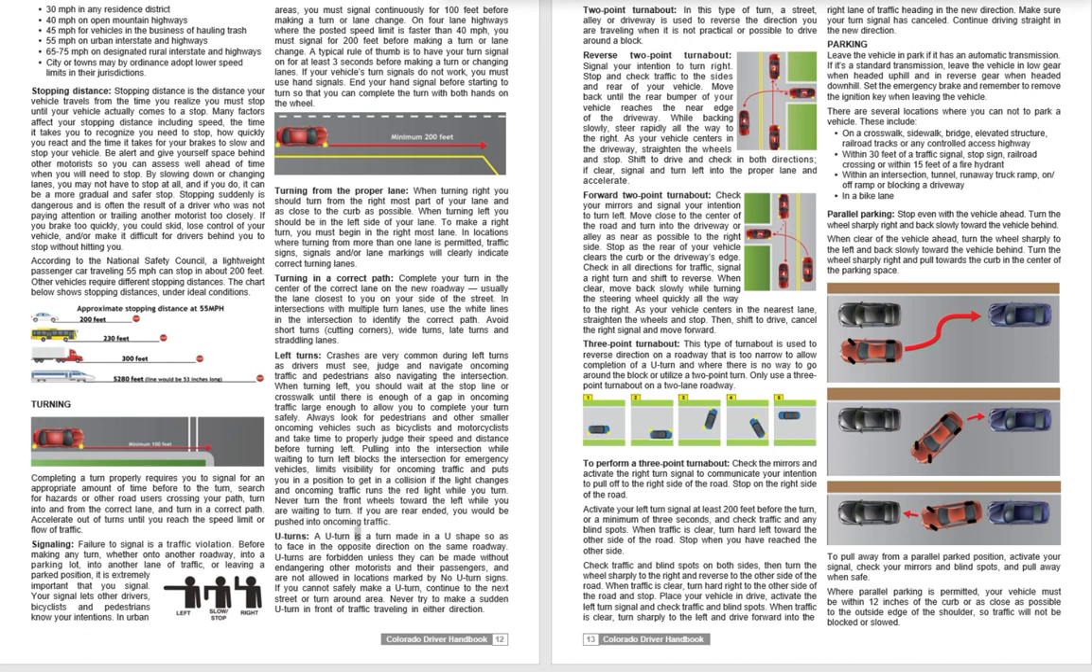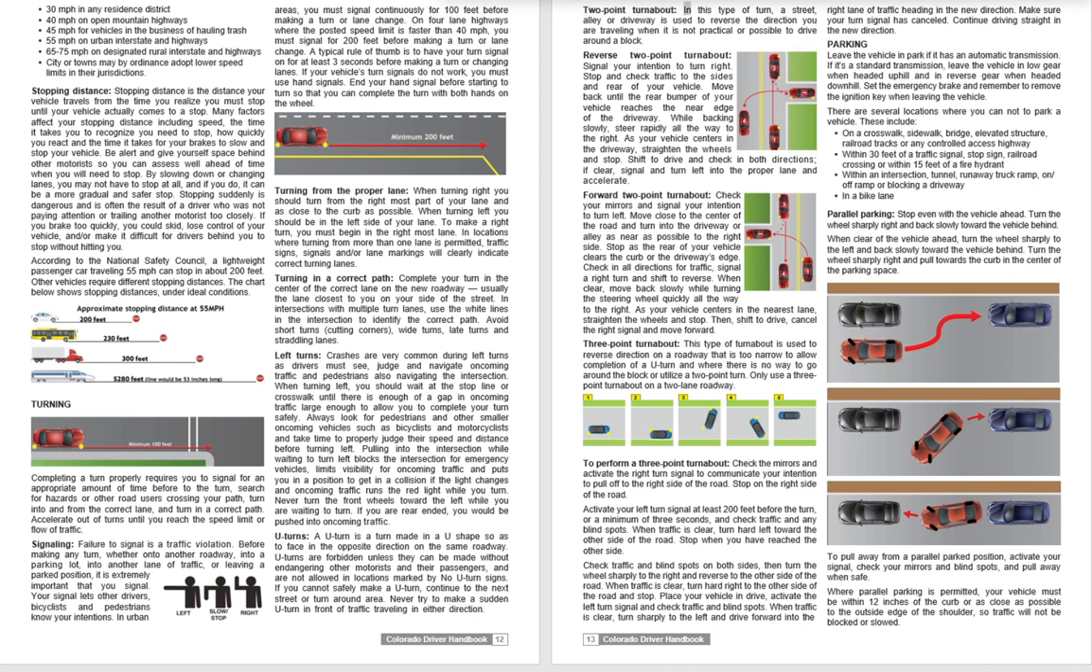U-turns. A U-turn is a turn made in a U-shape so as to face in the opposite direction on the same roadway. U-turns are forbidden unless they can be made without endangering other motorists and their passengers, and are not allowed in locations marked by no U-turn signs. If you cannot safely make a U-turn, continue to the next street or turnaround area. Never try to make a sudden U-turn in front of traffic traveling in either direction.